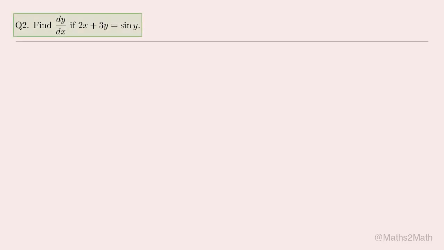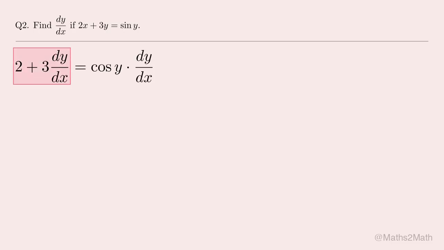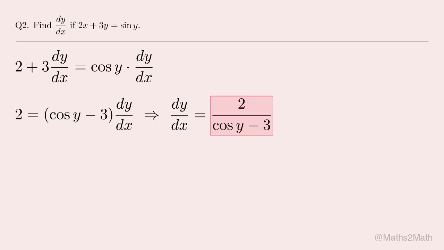Question 2. Almost the same relation, but now the sine sits on y, so the chain rule fires on the right side. Every derivative of a y term carries a factor dy by dx. Differentiate both sides. The right side becomes cosine y times dy by dx. Collect the derivative terms on one side and factor.